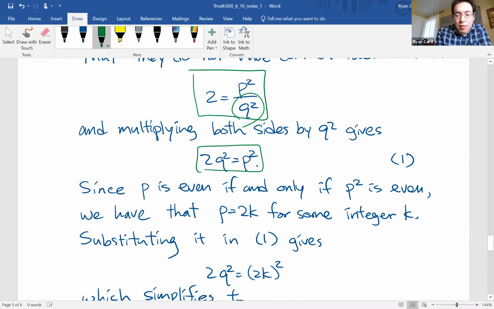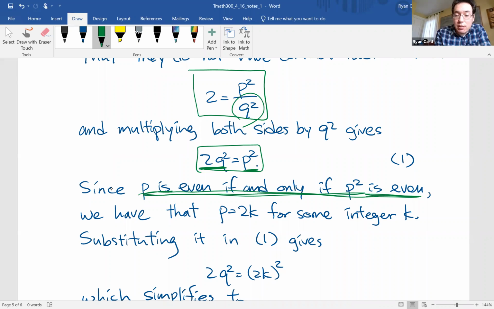So here I'm using a fact that I haven't proved yet in this class, but I hope you'll forgive me for using this. p is even if and only if p squared is even, right? And p is odd if and only if p squared is odd. So I'm going to use that fact. You could see that the left-hand side of the equation is even. It's 2 times some other integer. So that means that p squared is even. And if p squared is even, then p itself is even.